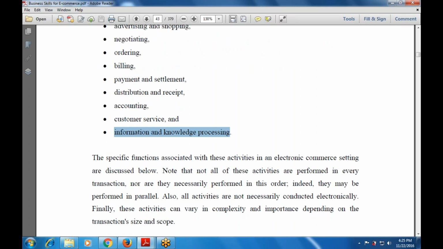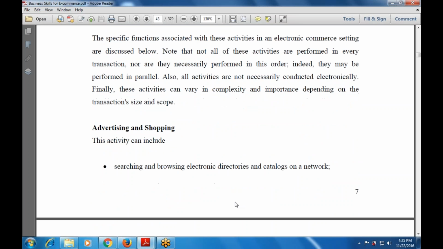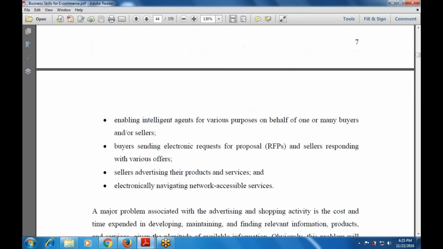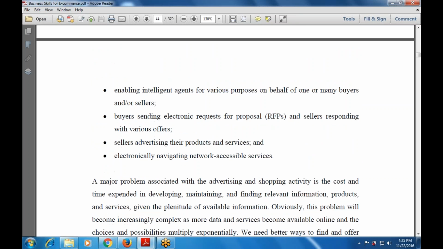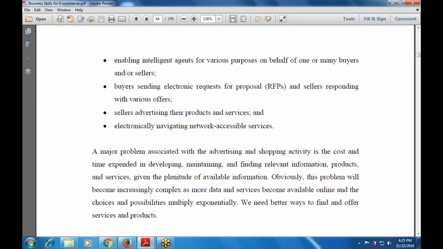That means how electronically it is used, how it is used over the transaction size and the scope. Then advertising and shopping is also possible with the use of e-commerce. That means anything is possible to sell out at any time with the help of e-commerce.